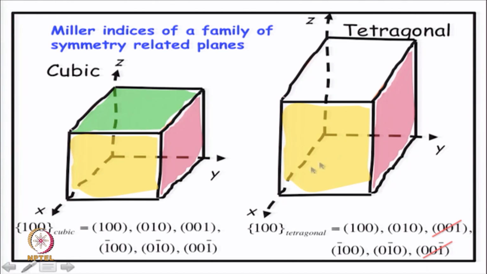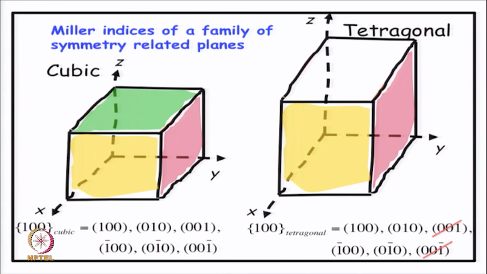Sometimes one makes the mistake of assuming that any permutation of the given numbers will represent the family. This will be true only for the cubic system, because in cubic all 3 edges are equivalent, so the numbers corresponding to those edges can be permuted. In other systems we have to be careful. In tetragonal, x and y are equivalent, so x and y indices can be permuted, but z is not equivalent, so the z index cannot be permuted.